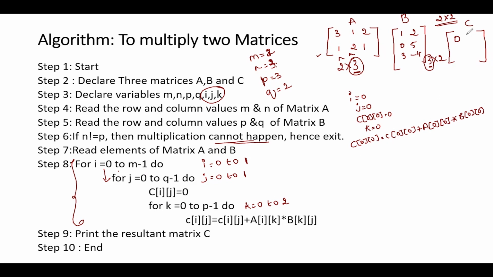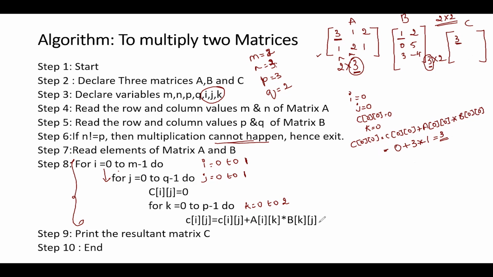C of 0 comma 0, which is over here, is equal to C of 0 comma 0. As of now the value is 0. What is A of 0 comma 0? A of 0 comma 0 is here. So A of 0 comma 0 is 3, into B of 0 comma 0. B of 0 comma 0 is 1. Right? So this is nothing but we are going to get the value 3. So as of now, in the place of 0, I am going to replace it with 3. This is the new value I'm getting.